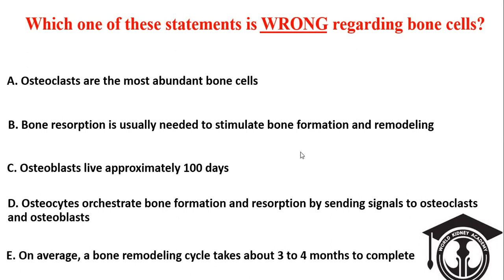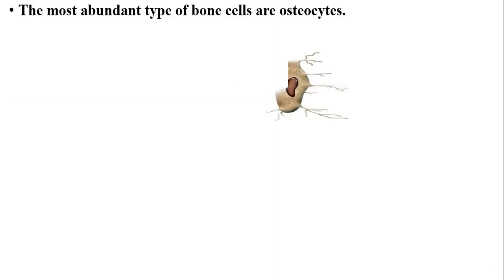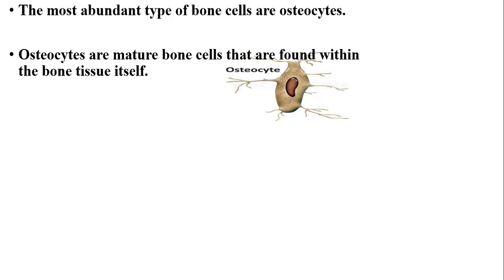And the right choice would be osteoclasts are the most abundant bone cells. Actually, osteoclasts are just few on the bone surface because they are highly biologically active, and if they are abundant, they are going to eat the bone and induce bone resorption very quick. So the patient is going to lose a lot of bone. Actually, the most abundant type of bone cells are the osteocytes.